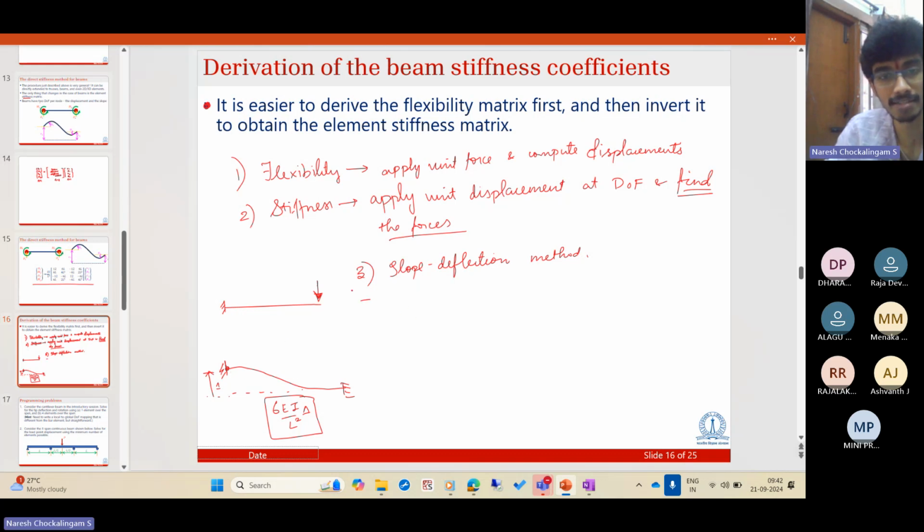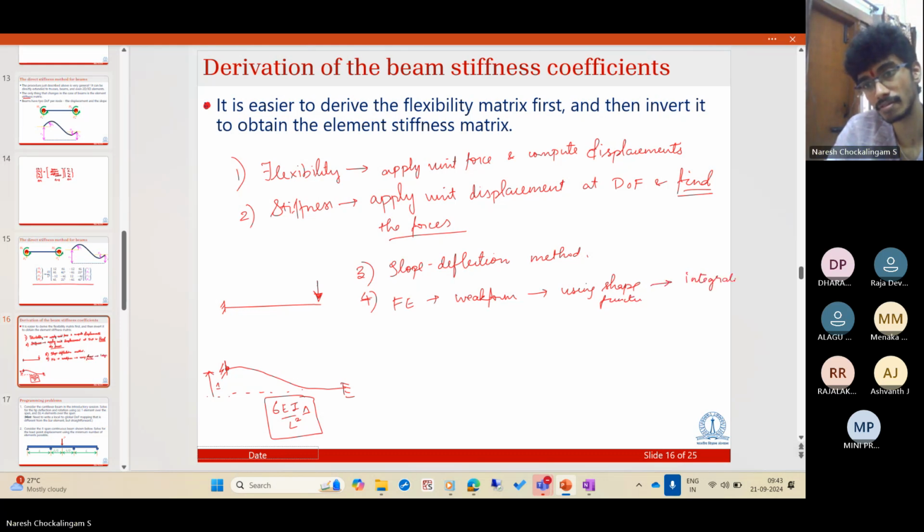Then as I said, the other method is the FE method, where you construct a weak form, then discretize it using shape functions. And this you can integrate to get the stiffness. Right? So this is the most powerful method. It's not just limited to beams. You can do it for anything. So this is one thing.